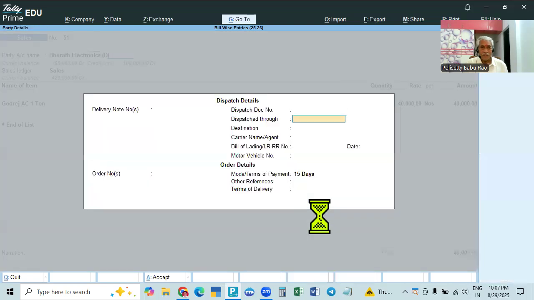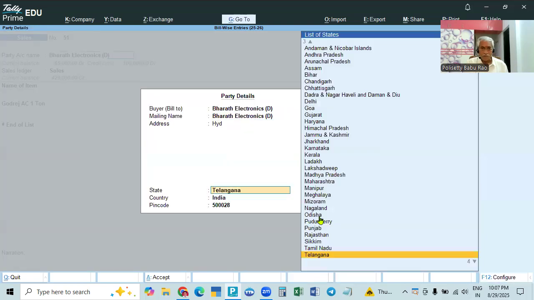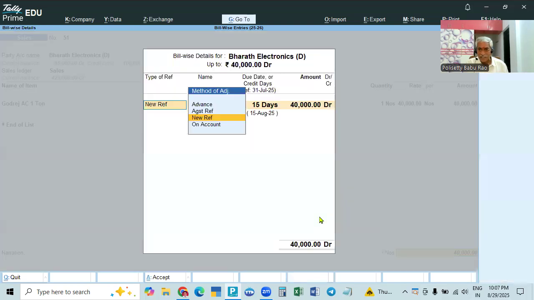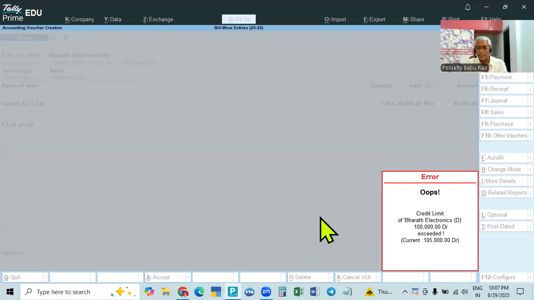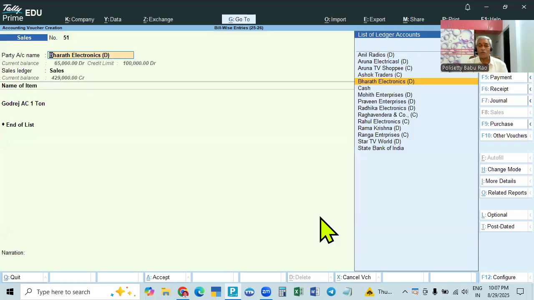Again, you come down. So you do everything. Again you come down here, accept new bill and narration. Again, it is showing the same thing. So what to do here? There are 3 ways. One is going to this party and increasing the credit limit, one method. Another method is asking him to pay.